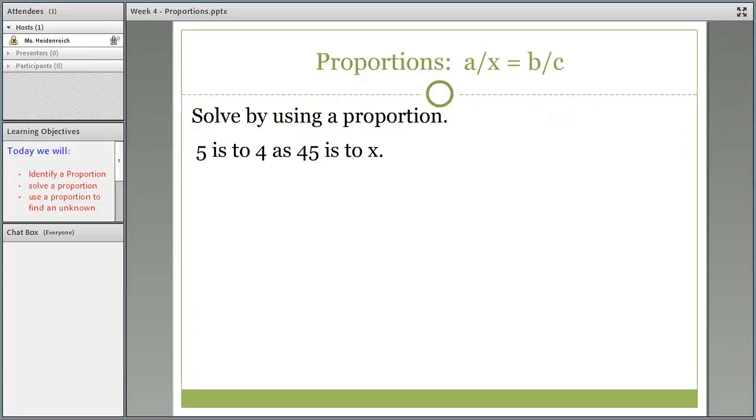All right, here's another example. But this one is not written in a proportion for us yet, or in the fraction form of a proportion.